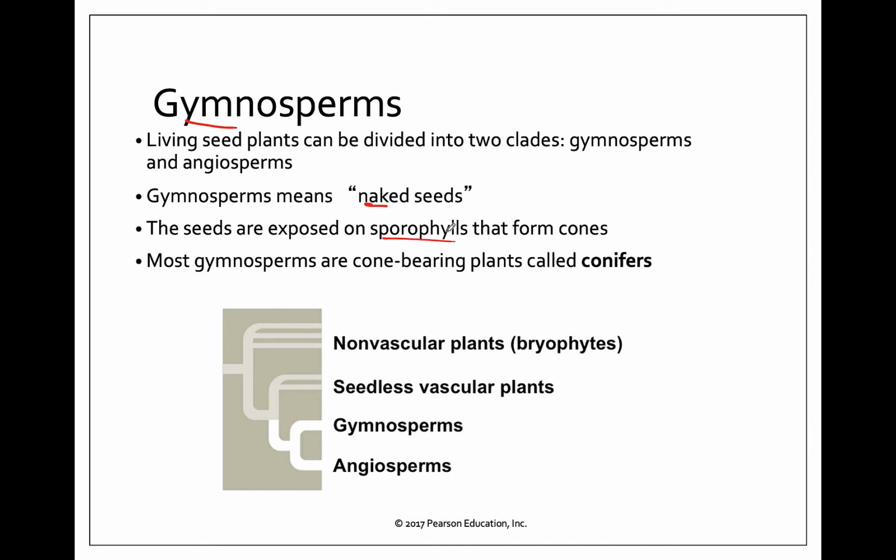Most gymnosperms form cone-bearing plants called conifers. So most of the gymnosperms that you're going to be familiar with are conifers. Other groups of gymnosperms also have cones where they have the female sporophyll where the seeds are formed. Here we can see this branching is where we've developed seeds, and we're going to see a divergence. Gymnosperms here are sister to the angiosperms, which are the flowering plants.